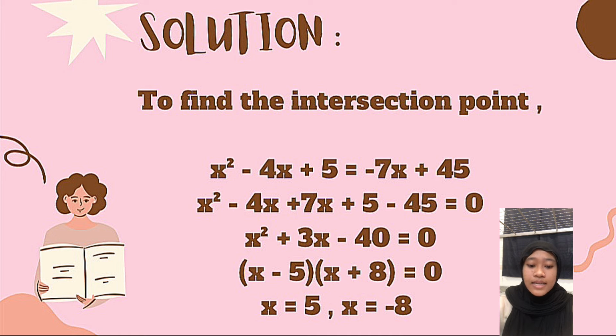So, we can simplify it. It will become x squared minus 4x plus 7x plus 5 minus 45. Then, we will get x squared plus 3x minus 40 equals 0. Then, we need to find x using this equation. So, we put this equation into the calculator using mode equation degree 2. Then, we will get x equals 5 and x equals negative 8.